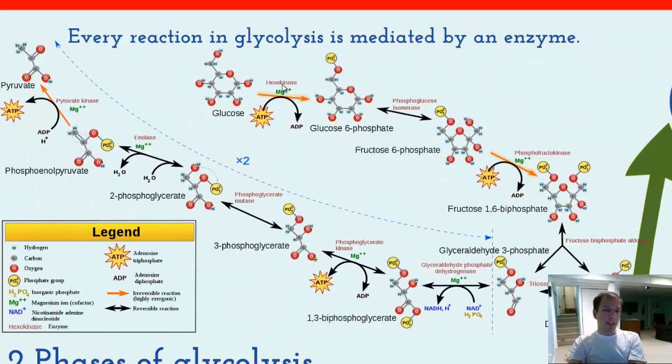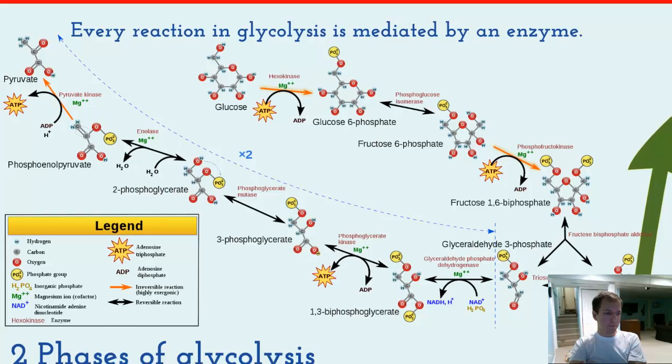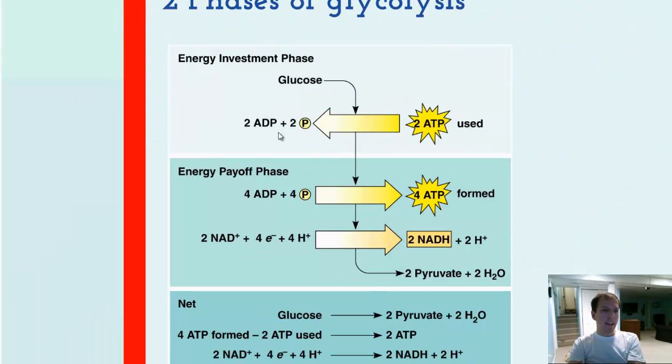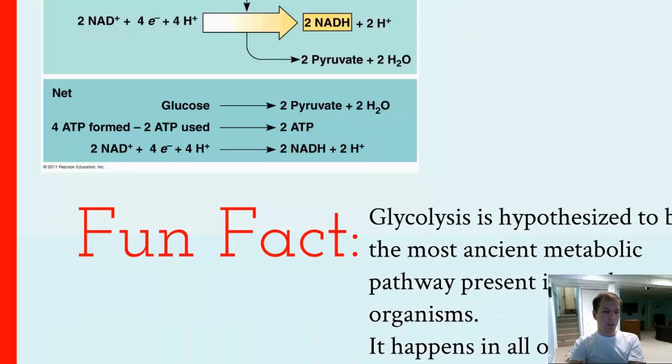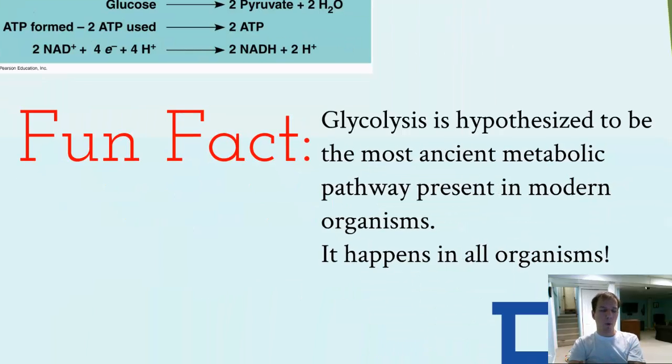It's a complex process. Here's a whole bunch of steps. Each of these steps has a particular enzyme that's responsible for helping to catalyze that reaction. 2 phases. The first phase is where that ATP is used up. The second phase is where 4 ATP are going to be formed along with those NADH, which are released from the electrons that are liberated in this process. So the net result is always something that's going to be particularly important.